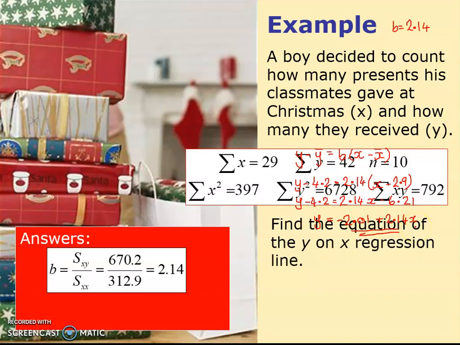So what did I get as my answer over there? 2.14, and that's the right equation underneath all that. That's what we got.